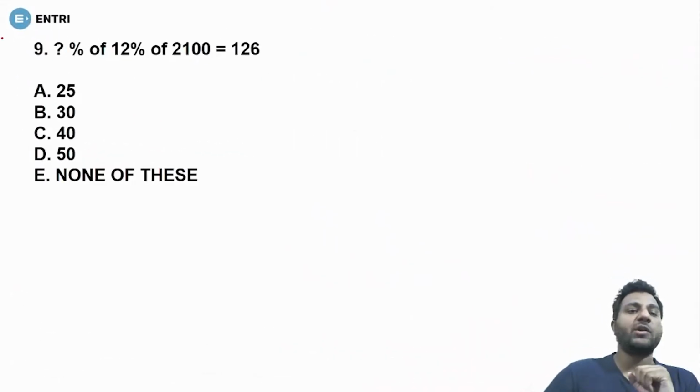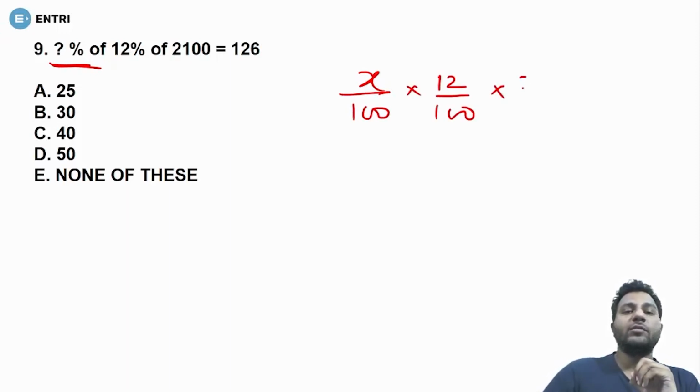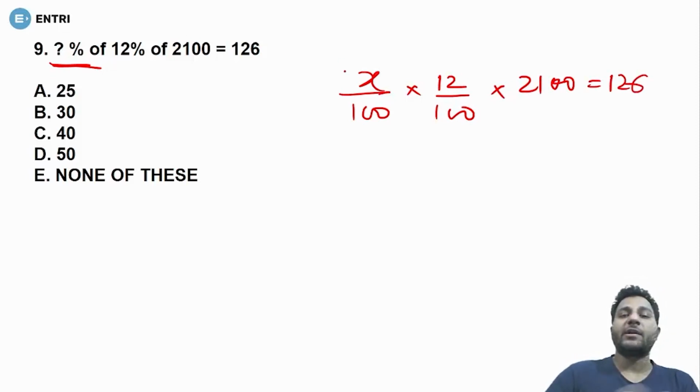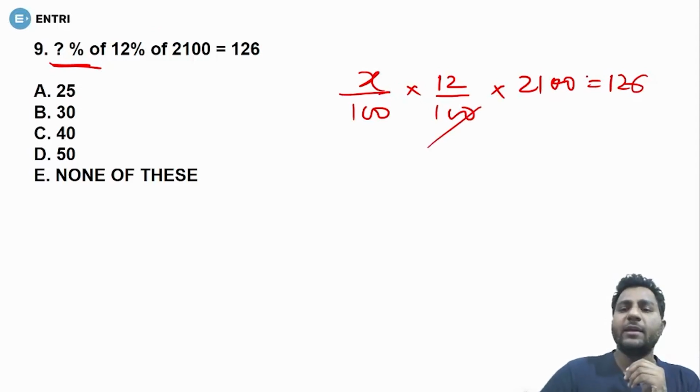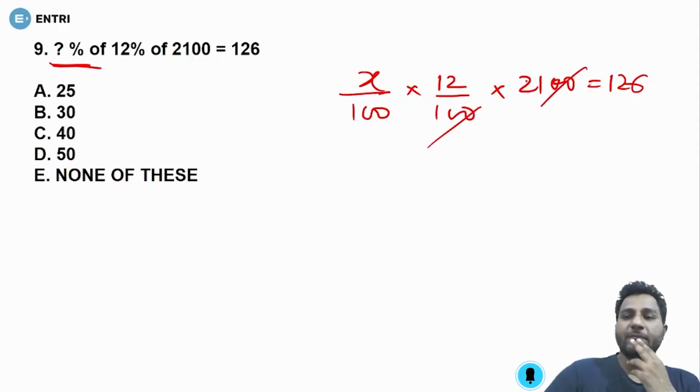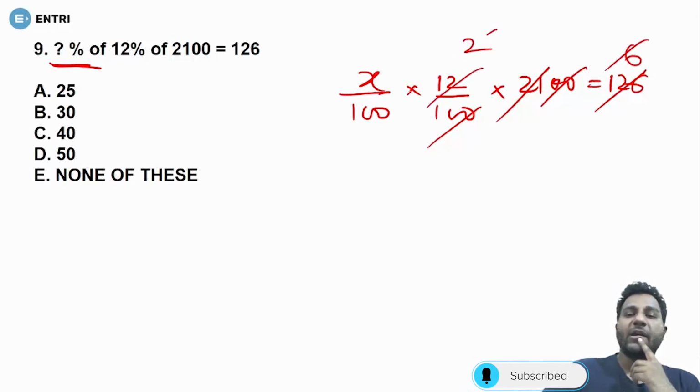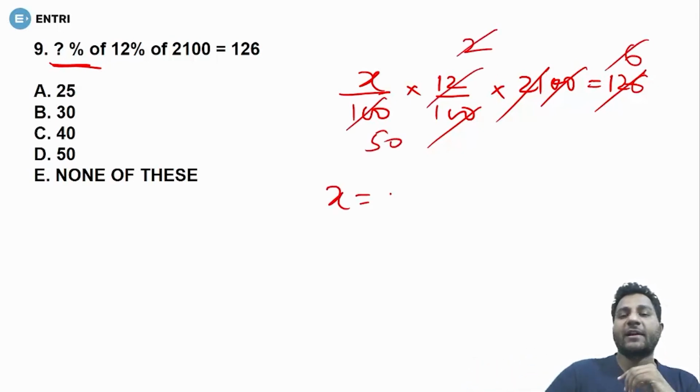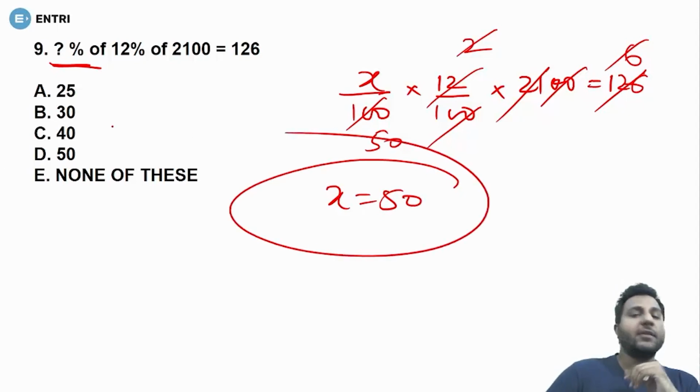Next one. Look at this. Again, x divided by 100 into 12 divided by 100 into 2100. So all the things are related to each other. So if you solve any of the things, it will be easier. Now look at this. You'll clearly see that it goes 6 times and it goes 2. So your final answer arrived as 50. It's just a matter of solving a particular question.